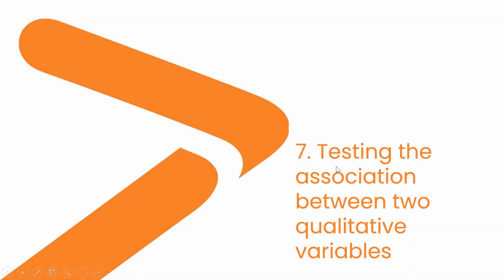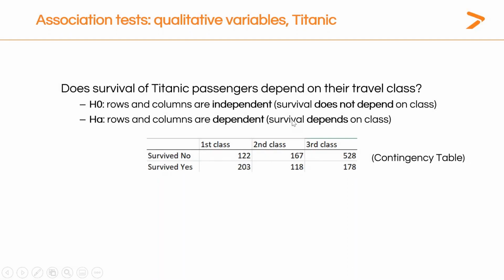I will start by testing the association between two qualitative variables, and I will consider this example, the Titanic data example. Does survival of Titanic passengers depend on their travel class?